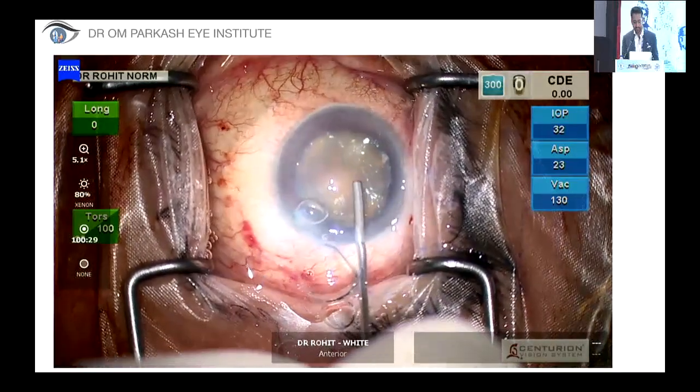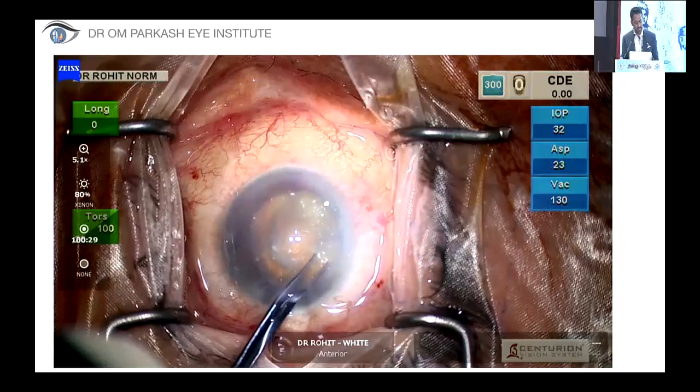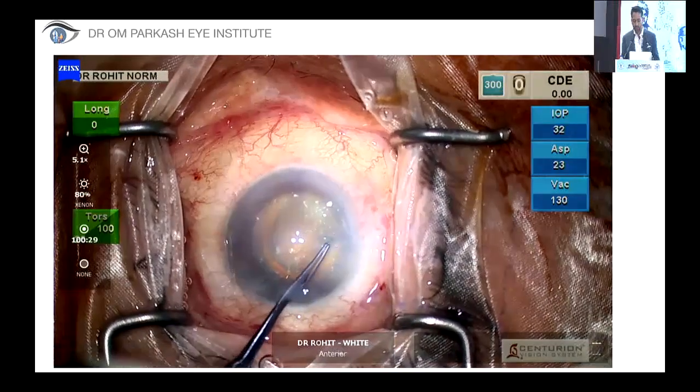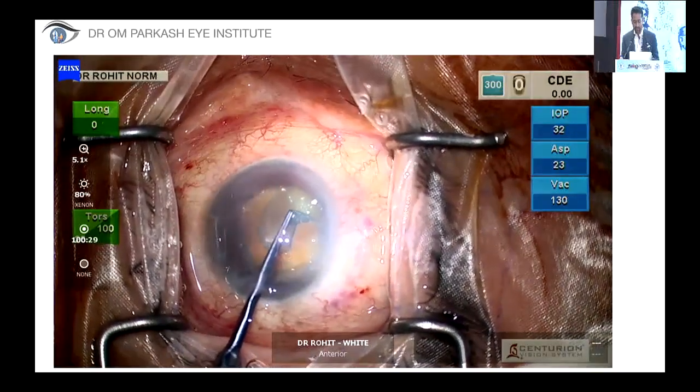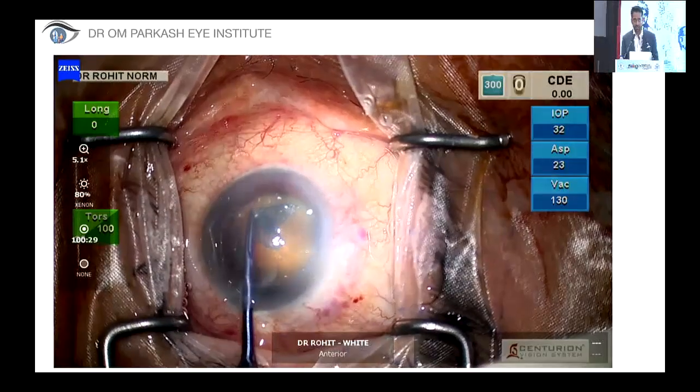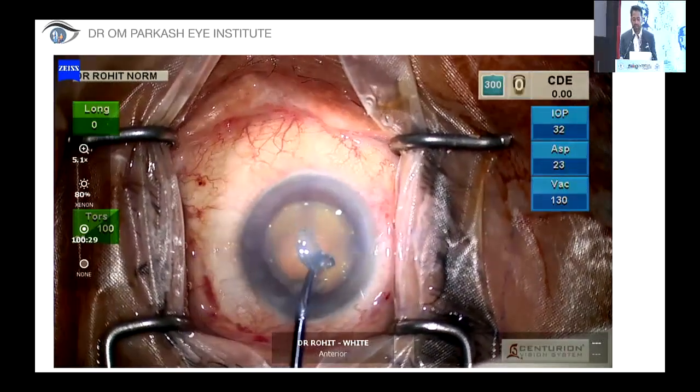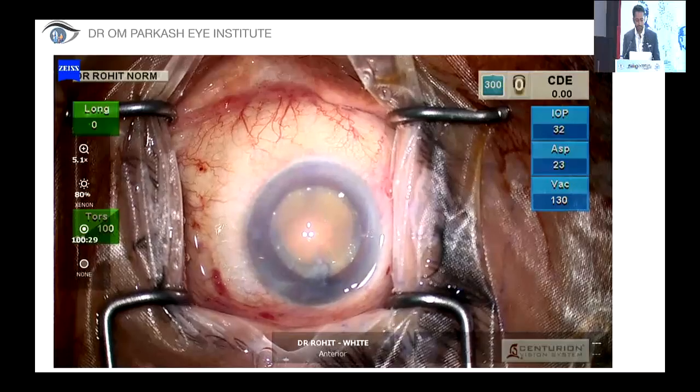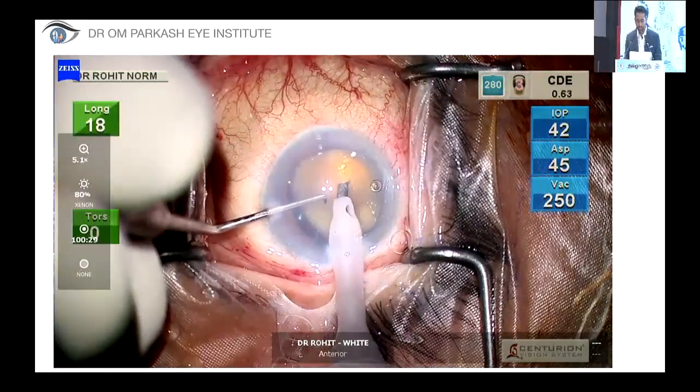So you can see that 70% of the capsule is free floating. So for the rest of the area, you just do a normal capsular rhexis in a circular guided way, and that's how you complete it. So this was a hypermature Morgagnian cataract.